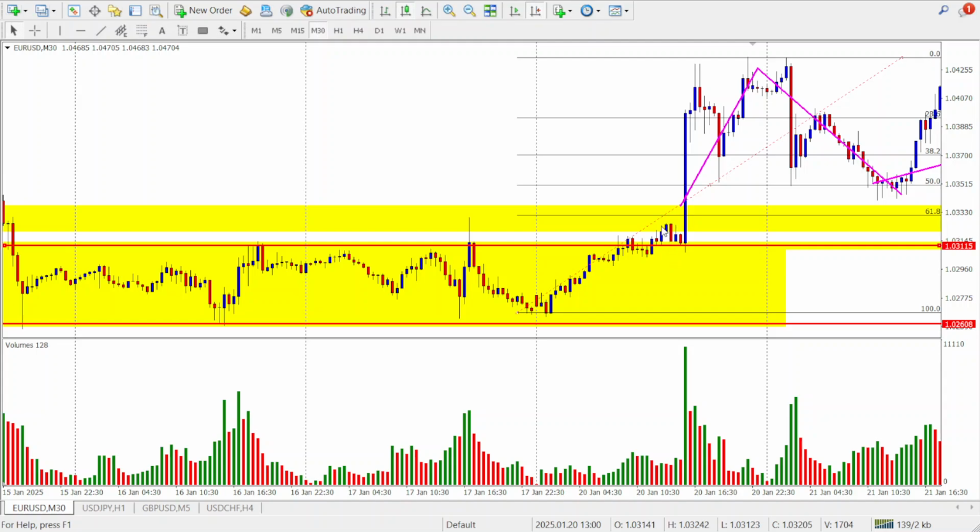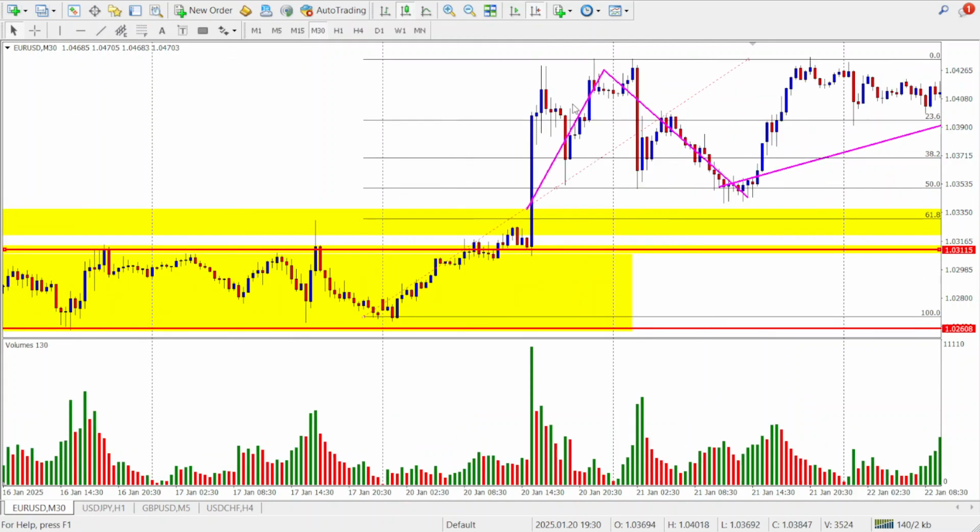And then ensure to combine with trend lines and Fibonacci levels, all right? If a break and retest setup aligns with a Fibonacci retracement level or a trend line, then it adds extra confluence to your trade, all right?